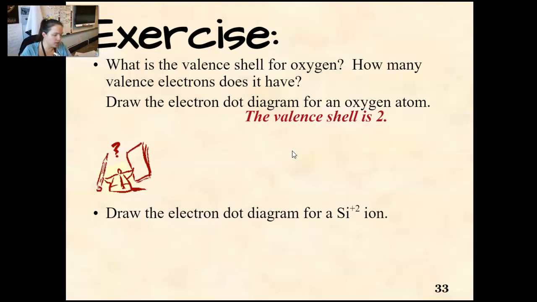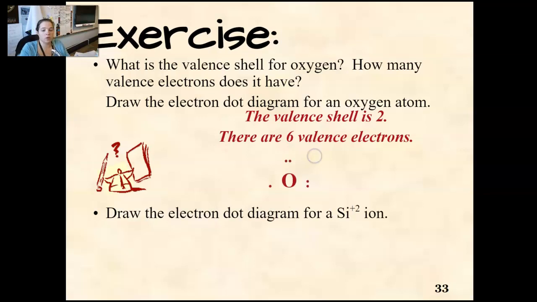Why does it say the valence shell's 2? No, the valence shell, it's sublevel 2. There are 6 valence electrons. So I'm looking at the last number. There are 6 in the outer shell. So I'm going to, just like I showed you, do this.